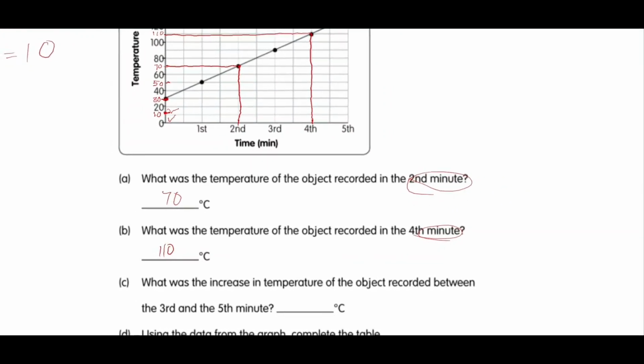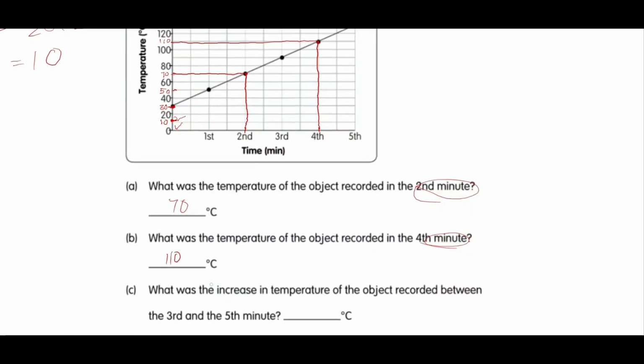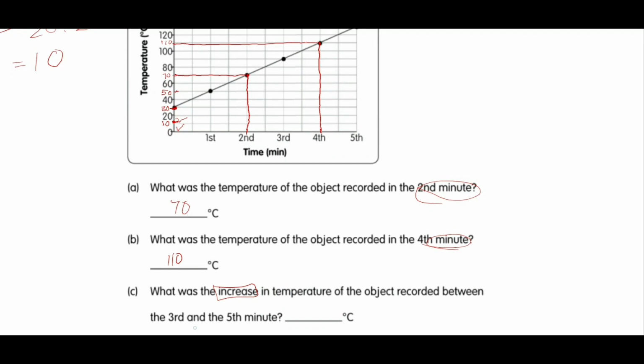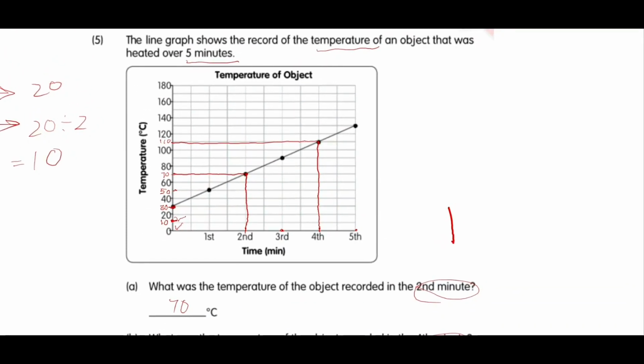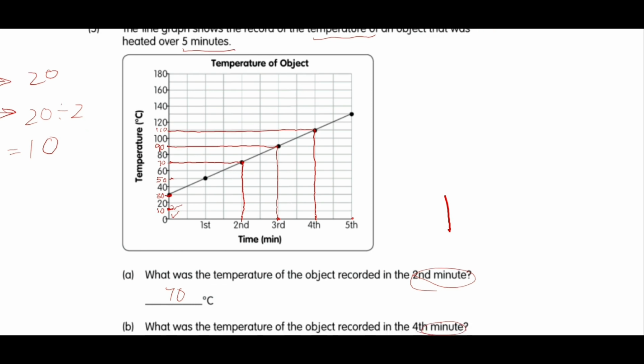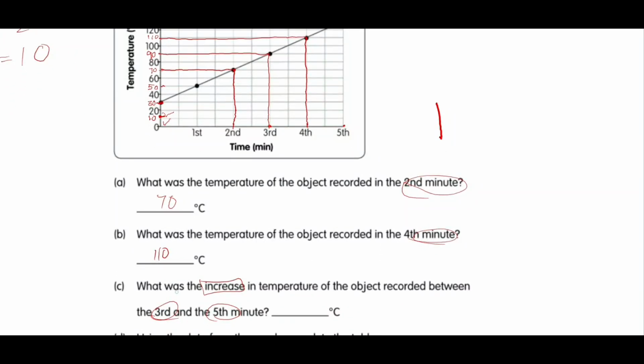Now, question C. What was the increase in temperature of the object recorded between the third and the fifth minute? The third minute, it's here. The fifth minute, it's here. So, we want to find the increase. From the third minute, we can see that the temperature is 90. So I'll write down on the third minute, the temperature is 90.